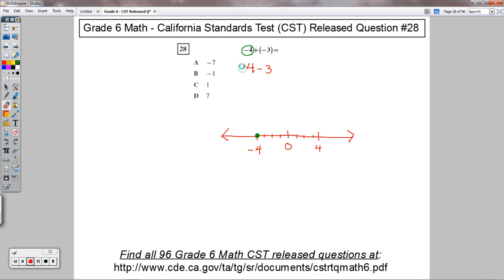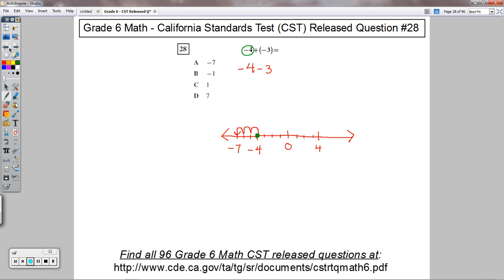Let me make that negative sign a little nicer looking. -4 and add -3 to it. So we are going backwards from -4. If we're subtracting 3, same thing as adding -3, we're going to go backwards from there. We're going to go 1, 2, 3 places this way, and we're going to end up at -7.